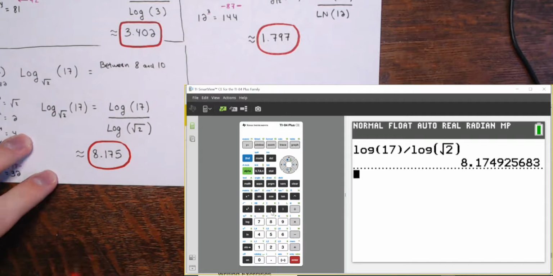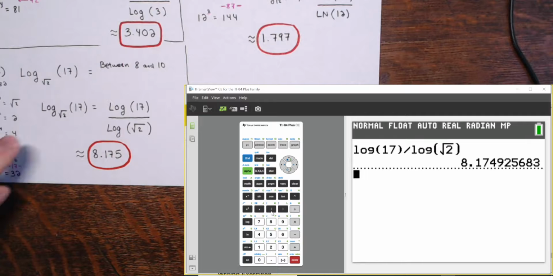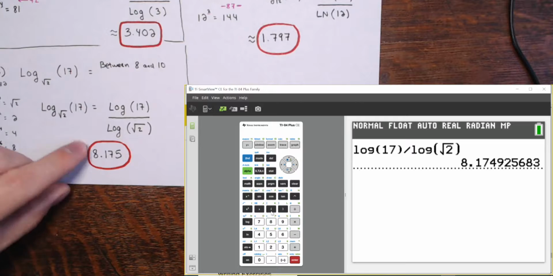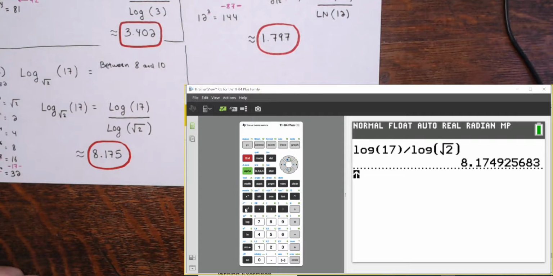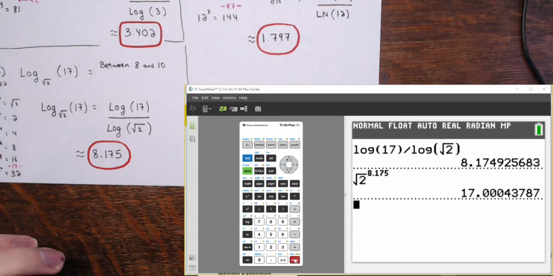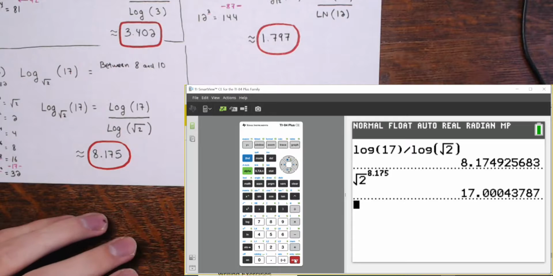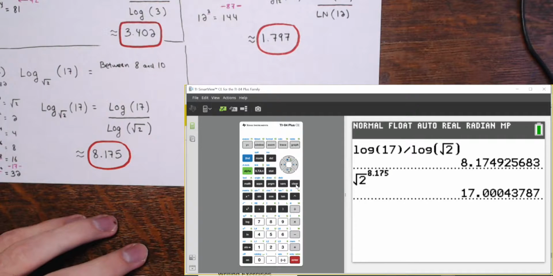And then let's check it out. All right, let's take the square root of 2 raised to this number, and it should be about 17. So the square root of 2, and then raised to the 8.175 power. And this should be about 17. Right, so very, very close, 17.000. That would definitely round to 17 if you were rounding to the nearest whole number. So it looks like our answer is pretty good.